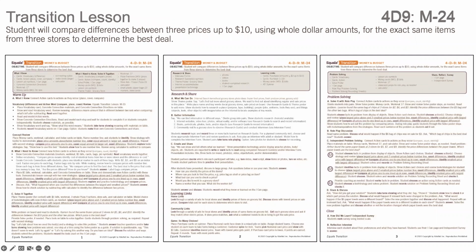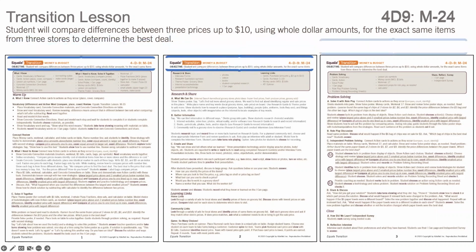Now, remaining consistent with the equals math lessons, the lesson objective and material lists are located along the top of every lesson page. The identifier on the right shows not only the prerequisite equals lesson, but also the transition lesson identifier. In this example, this transition lesson is aligned to the equals lesson 4D9 and is the transition lesson M24. This is present at the top of all 3 pages.